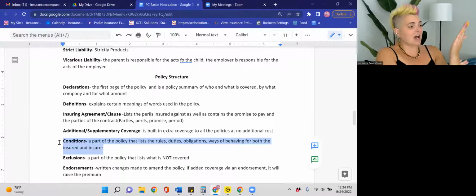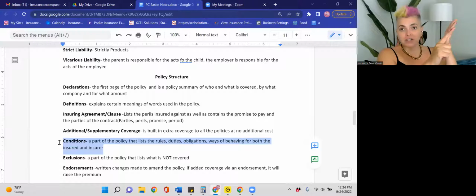As I'm reading my policy documents, there's a whole part of the document specific to the rules that we have to follow. And that's conditions. Conditions are the rules, duties, obligations, ways of behaving. When I say ways of behaving, they can ask you a question like, what must the insured do after an accident? Or how will the insured know what to do after an accident? How should the insured behave after an accident? Well, let's look at the conditions.